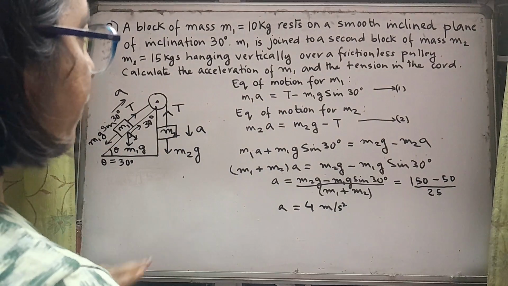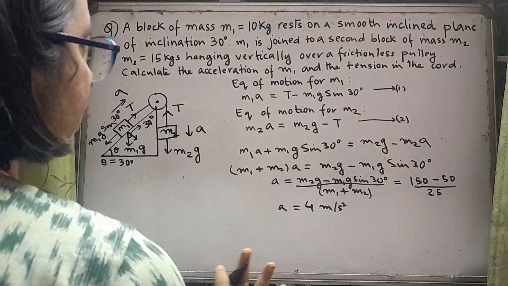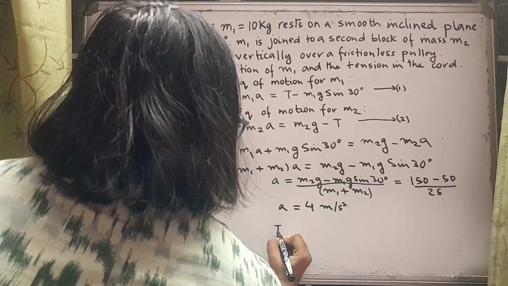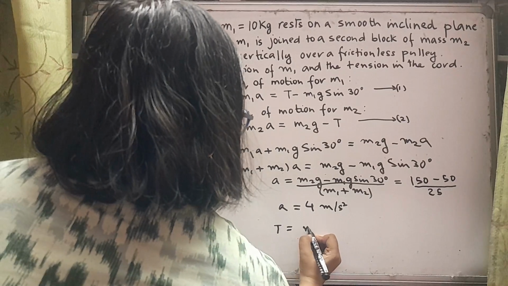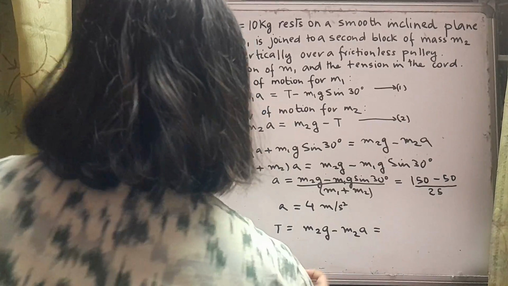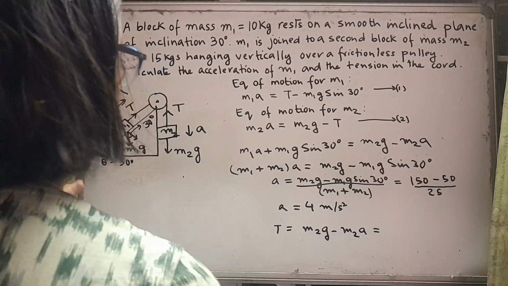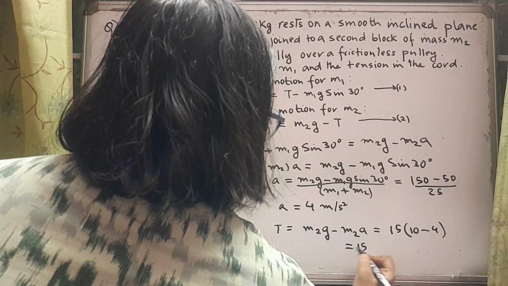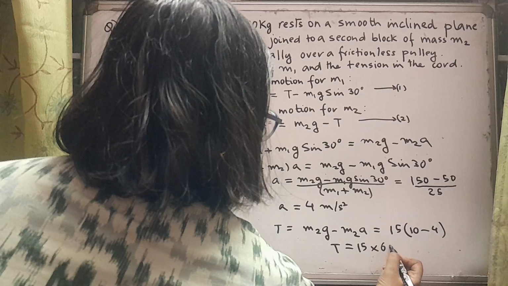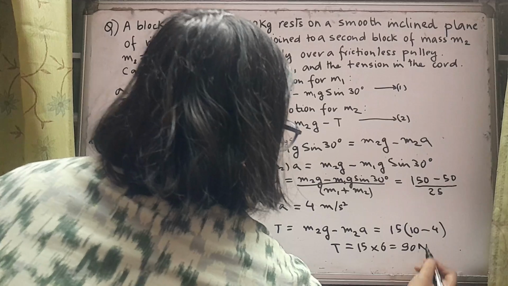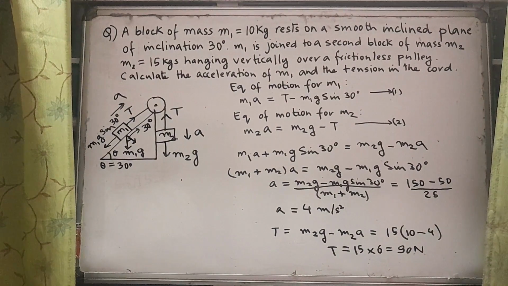Now putting this value of a, I can calculate T from any of the equations. Let me use the second equation. So T is equal to m2g minus m2a, where m2 is 15. If I take m2 common, 15 into (10 minus 4), which is 15 into 6, which is equal to 90 Newton. So this is my answer.